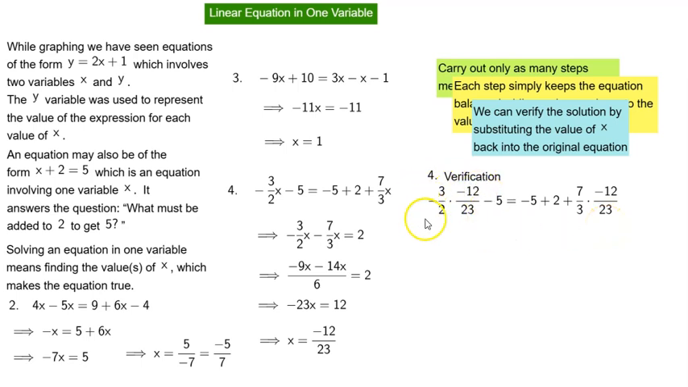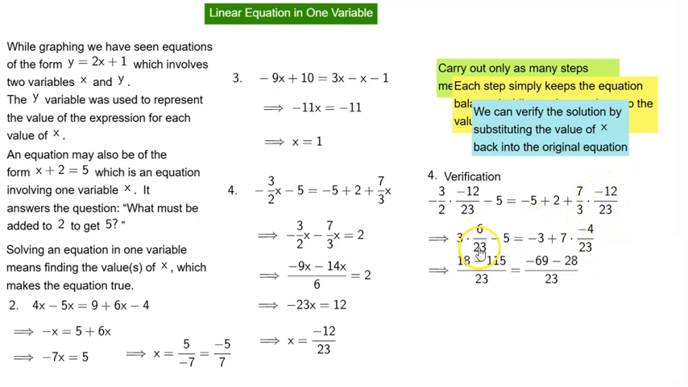Now we start simplifying the left hand side and the right hand side. And at the end, we should end up with two equal quantities. So 2 and 12 cancel, leaving 6. Minus times minus is plus. Minus 5. So 3 times 6 by 23 minus 5 is equal to minus 5 plus 2 is minus 3 plus 7 times minus 4 by 23. So here 3 4s 12.